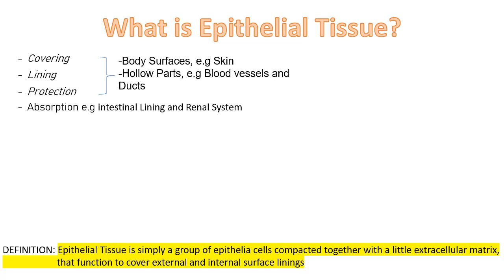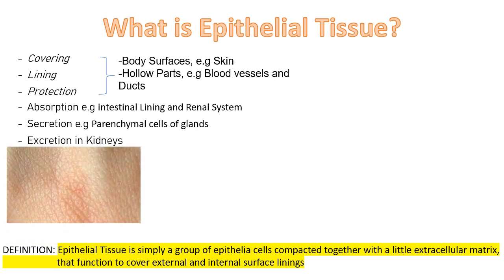Then when you think of epithelial tissue, think of another function such as absorption in the intestinal lining and the renal system. The renal system is something to do with what? With the urinary system, okay, such as the bladder, the kidneys and stuff. Then think of secretion, such as in the parenchymal cells of the glands. Then think of excretion in the kidneys as well.